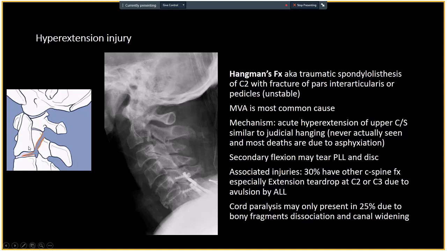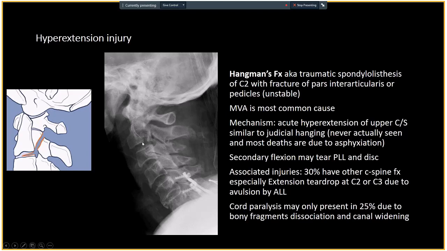Now the interesting thing about this fracture, although it's highly unstable, is that only about 25% of patients may present with neurological complications. And the reason for that is that the spinal fragments dissociate, so to speak, and therefore in reality it actually widens the spinal canal, potentially minimizing the risk of acute spinal cord trauma. However, this fracture is still very unstable and requires CT imaging and neurosurgical evaluation.